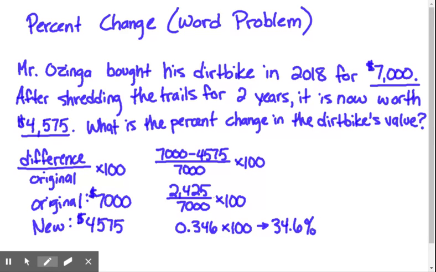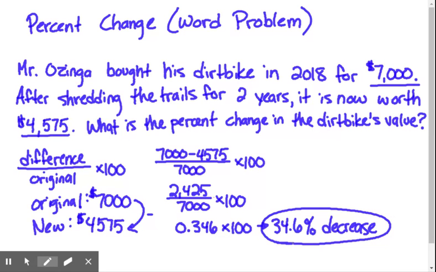So just think about it. Has the value of the dirt bike increased or decreased? It's pretty obviously decreased because it started out as $7,000 and the current cost, the current worth, I should say, is $4,575. So the price of the dirt bike, the value of the dirt bike, has gone down. So this is a 34.6% decrease.